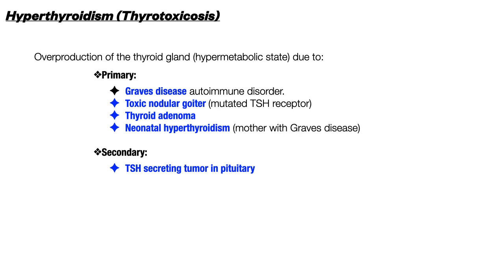A different cause is a hyperfunctioning thyroid adenoma, where the follicular cells start growing uncontrollably, forming a benign tumor and making excess thyroid hormones. And finally, neonatal hyperthyroidism, which is when newborns who have a mother with Graves' disease start generating too much thyroid hormone in response to thyroid stimulating immunoglobulins that cross the placenta and enter the baby.